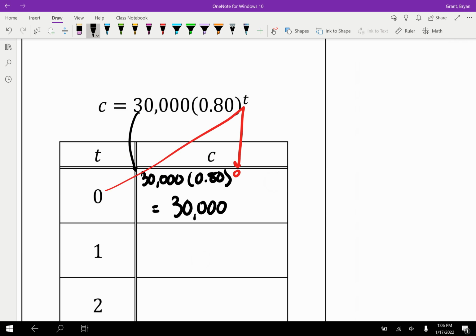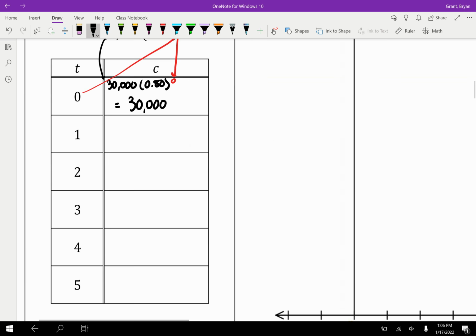Great. Well, why don't you go ahead and fill in the rest of this table using your calculator. Same idea. We'll check your results in just a second, and then we'll talk about graphing the table after. Ready, set, go.